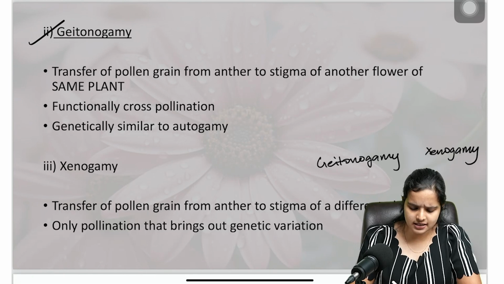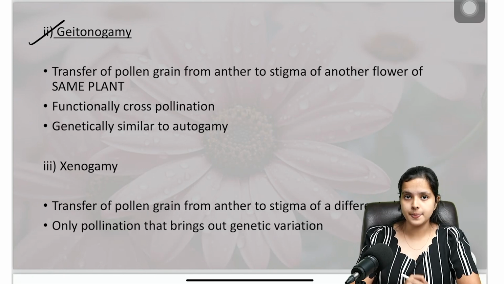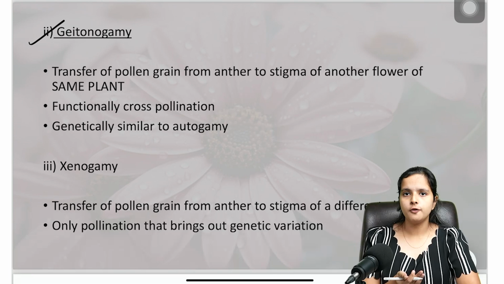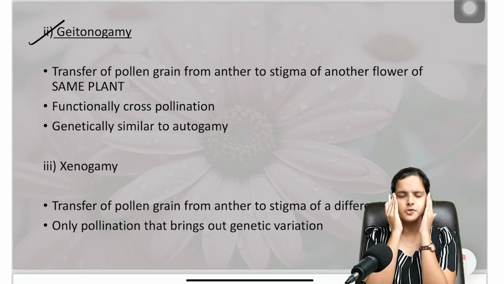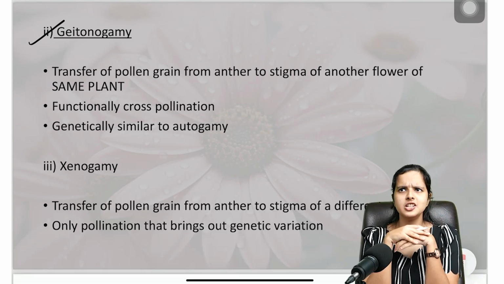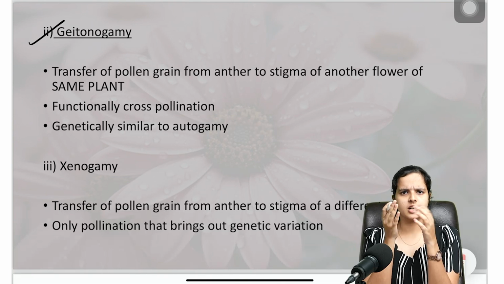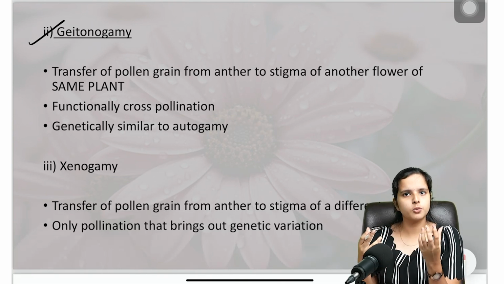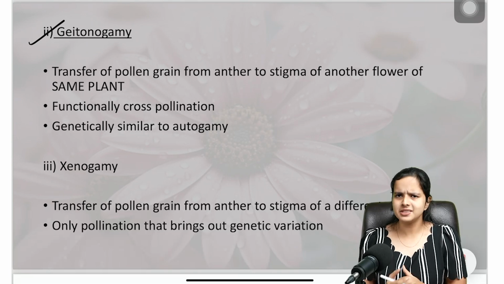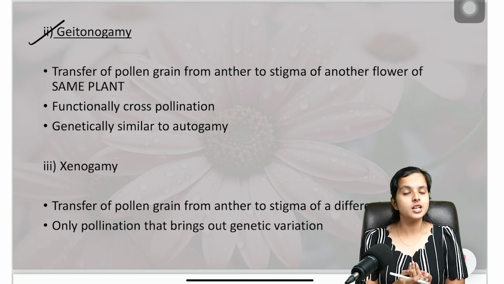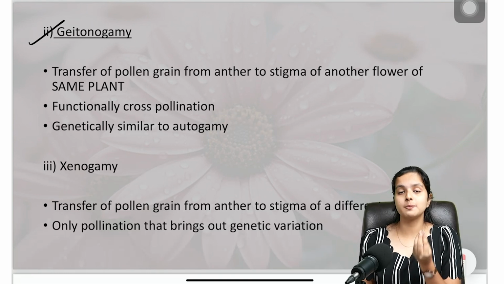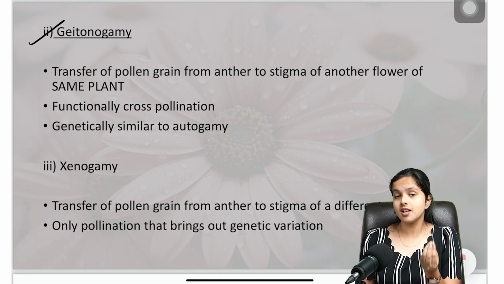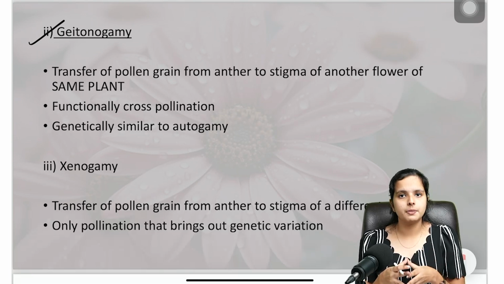Geitnogamy is a condition where the transfer of pollen grain happens from the anther to the stigma of a different flower of the same plant. So over here, it's not a complete cross-pollination. What comes to your mind when you hear the word cross-pollination? Transfer from anther to stigma of a flower lying on two different plants, right? But that's kind of wrong, because geitnogamy is a type of cross-pollination where transfer of pollen grain happens from the anther to the stigma of the same plant, but the flowers would be different.